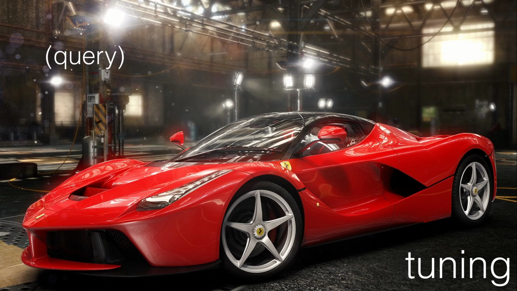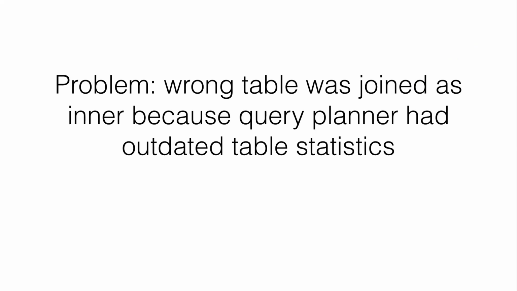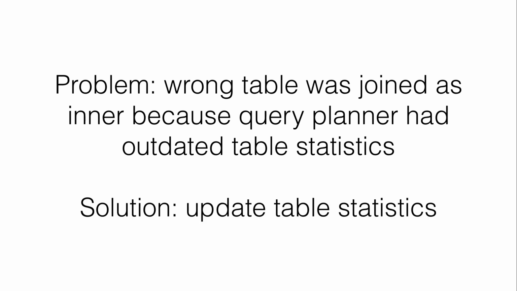In this third and final video dedicated to the content lifecycle management speed up work, I'm talking about query tuning, and in particular in the context of PostgreSQL. So here's the problem statement. A wrong table was joined as inner because the query planner had outdated table statistics. And of course, the solution is to update the table statistics.